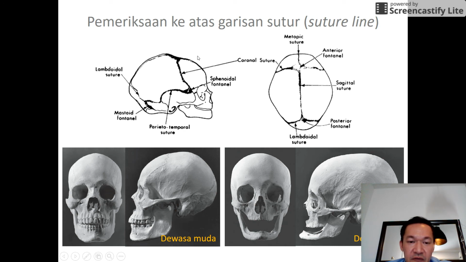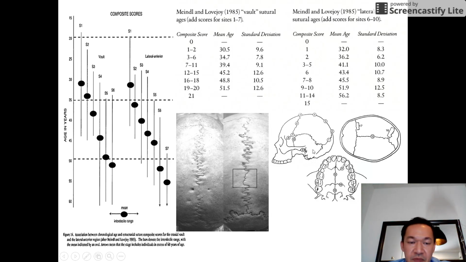Another way of estimating age would be through the suture line, which can be seen around here, where when it's young, the suture line would be very clear. When it gets older, you can see that the sutures have been obliterated and become not very clear anymore, because they've grown over each other, blurring up the lines.